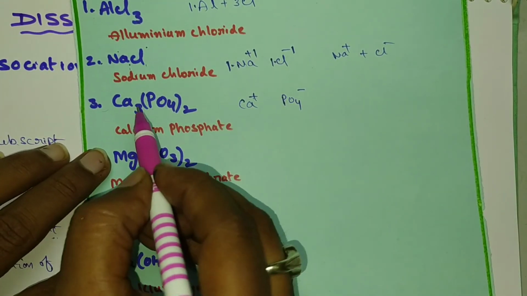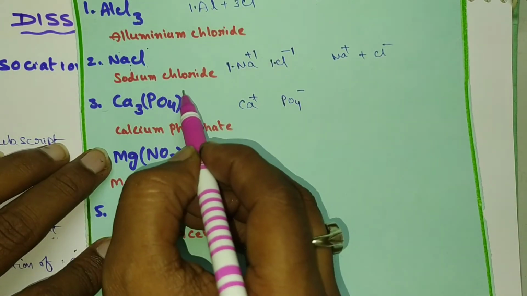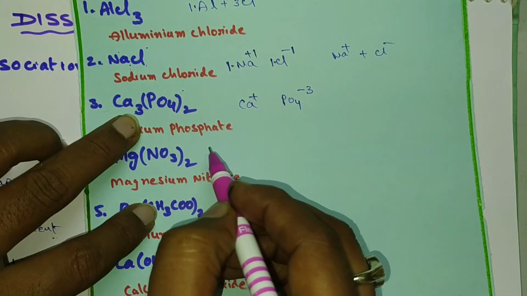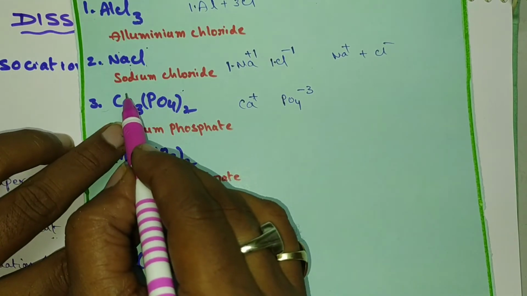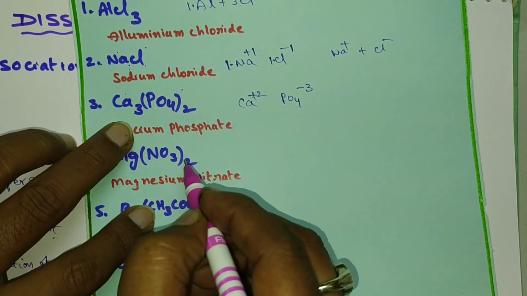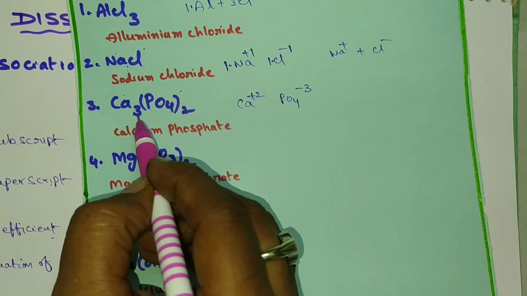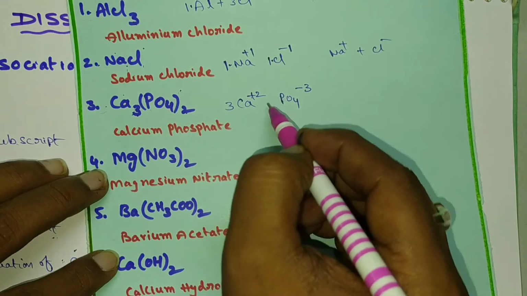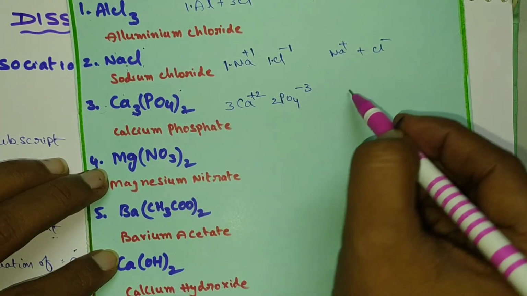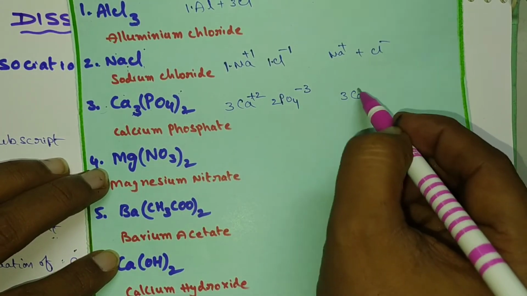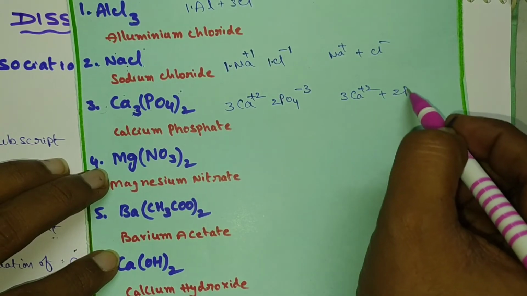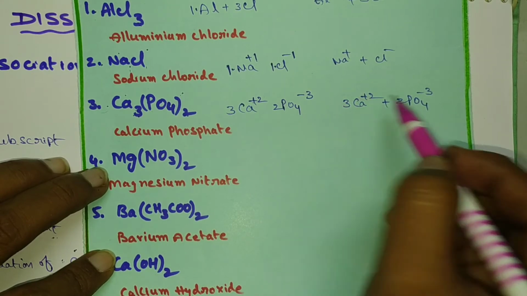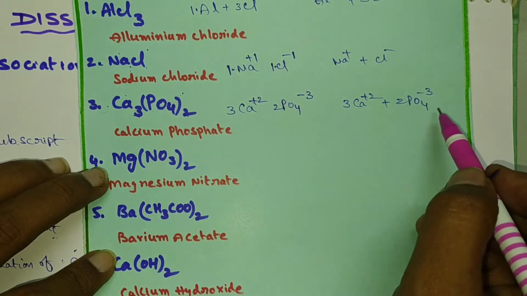In the second step, this subscript will become the superscript for this phosphate ion. That means 3 will become minus 3 here. Here the subscript will become the superscript, so plus 2 here. And in the third step, the subscript will become its own coefficient. That means 3 here, and 2 here. So by writing like this, 3 Ca+2 plus 2 PO4-3. Calcium ion and phosphate ion. This is the phosphate ion.